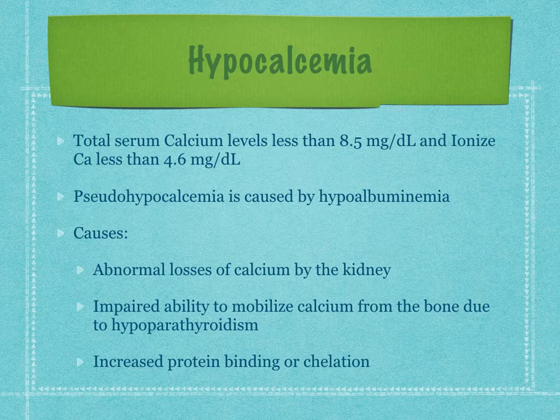Hypocalcemia is when total serum calcium levels are less than 8.5 and ionized calcium is less than 4.6 milligrams per deciliter. We can get a pseudo hypocalcemia, and that's caused by hypoalbuminemia. And with that usually takes place as a problem with renal failure. It causes decreased production of activated vitamin D and increased levels of phosphorus. And since the level of calcium and phosphorus are kind of like teeter-totters, when the phosphorus levels are high, the calcium levels are low, and vice versa.